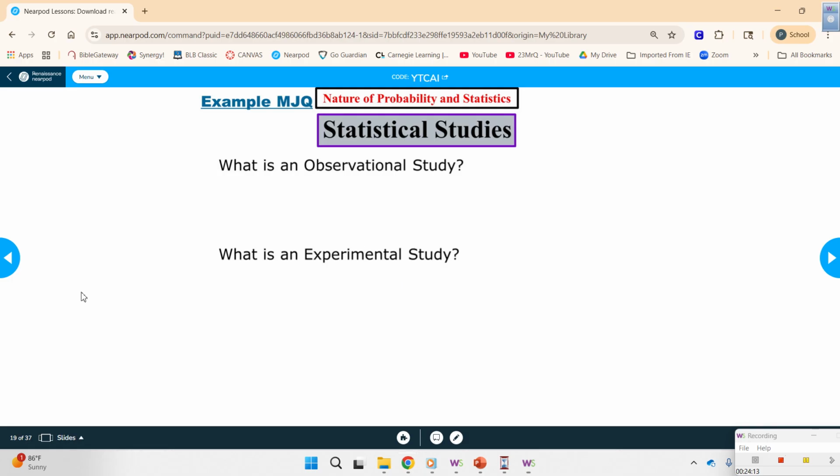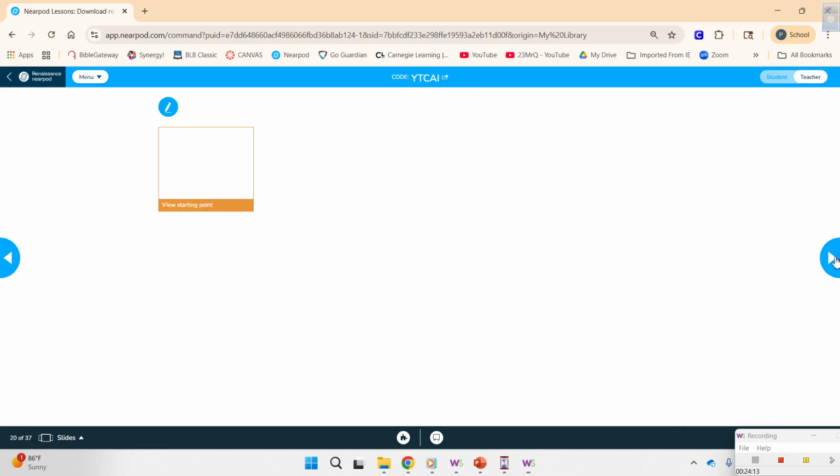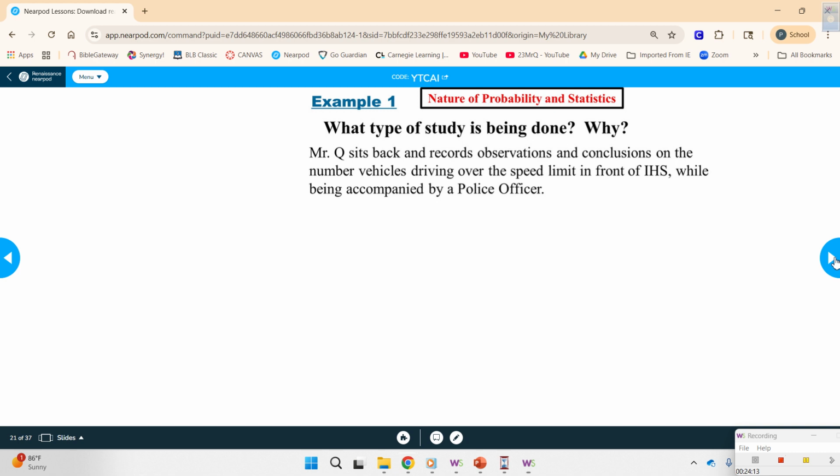All right, so let's see how well we got this. Here goes the situation. Look up, please. It says, what type of study is this? Mr. Q sits back and records observations and conclusions on the number of vehicles driving over the speed limit in front of the school.